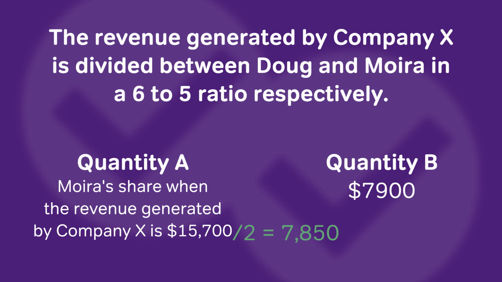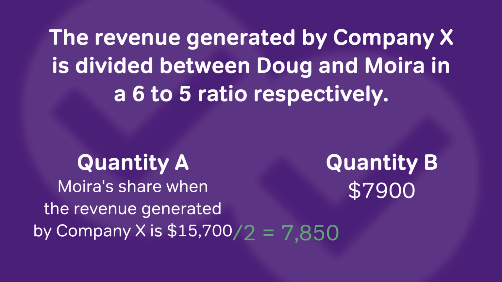One thing we notice is that Doug has more than Moira does. It's a 6:5 ratio, so pretty close, but Doug clearly has more. Then it says in column A, her share when the revenue generated by the company is $15,700. Well, we know that it has to be less than half. And so in this case, $15,700, if you divide that by 2, and you might need to use the calculator to do so, that's going to be 7,850. Now that's less than 7,900.